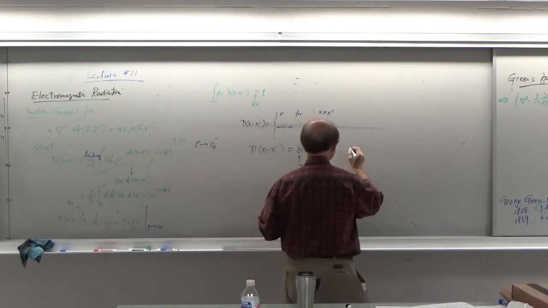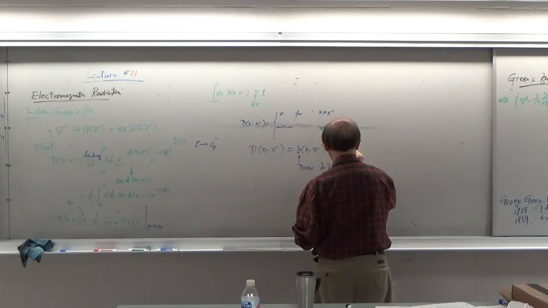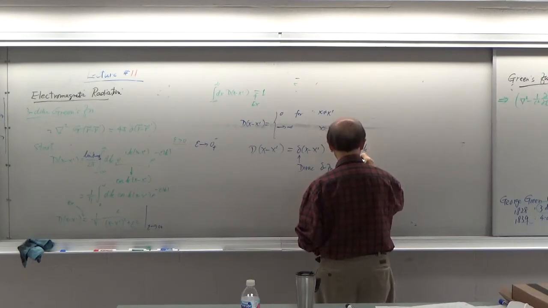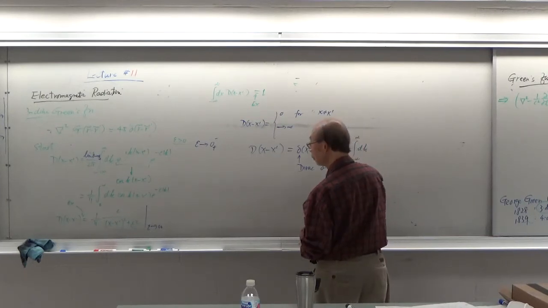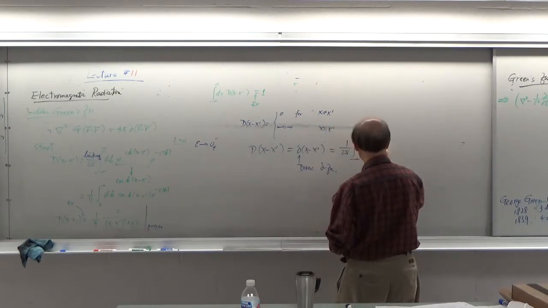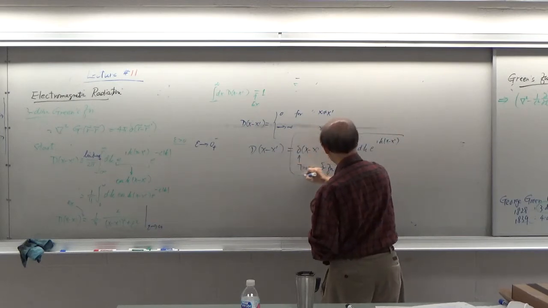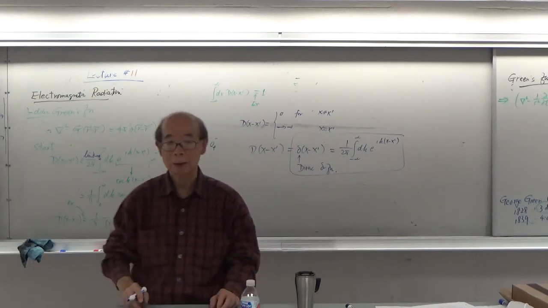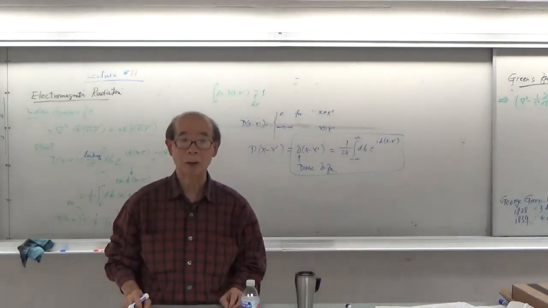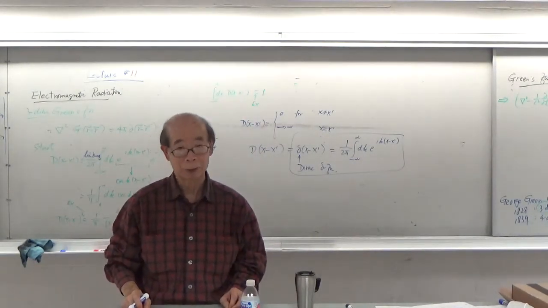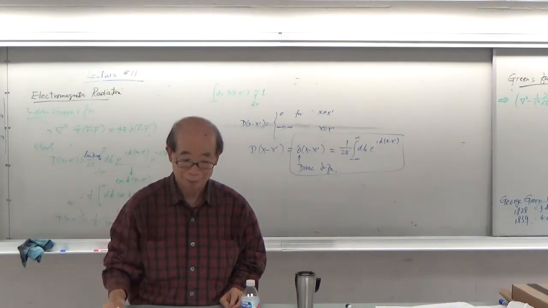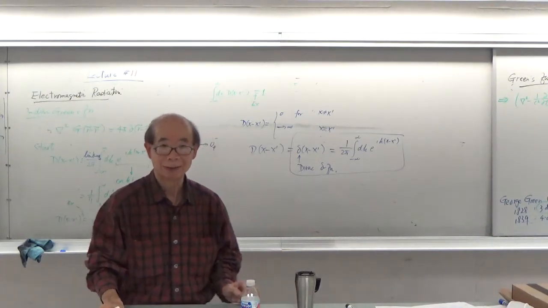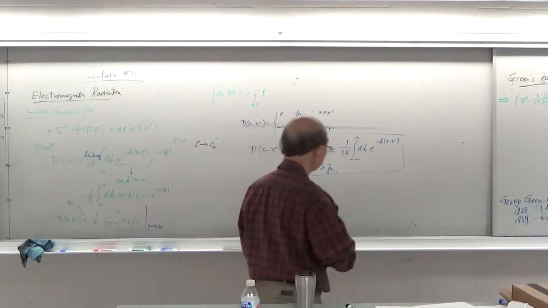So it can be written as 1 over 2 pi, integration of dk from minus infinity to plus infinity, e to the i k (x minus x prime). And as I said, you may have encountered this integral representation of the one-dimensional Dirac delta function before. Well, maybe last semester in 311. But if not, there it is.